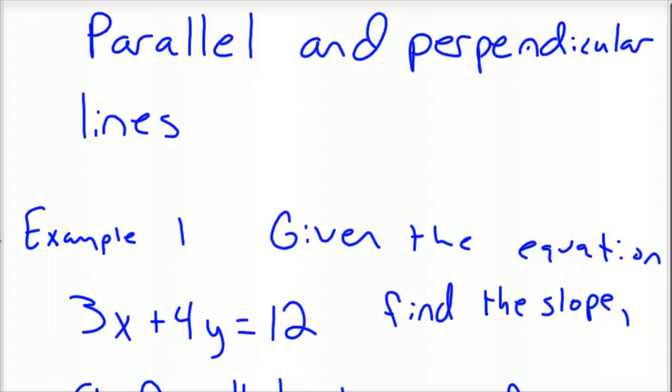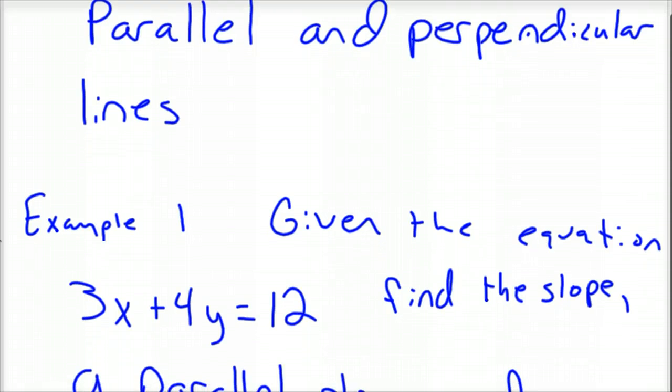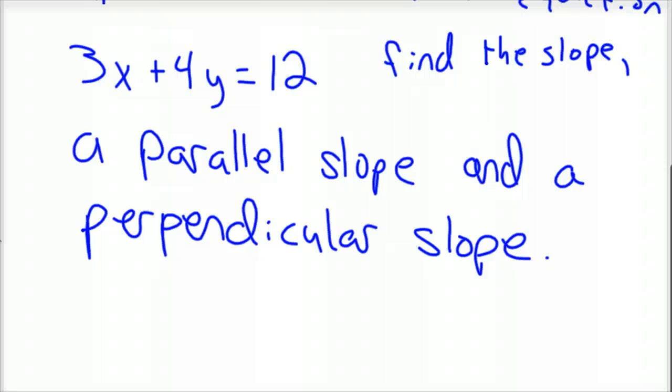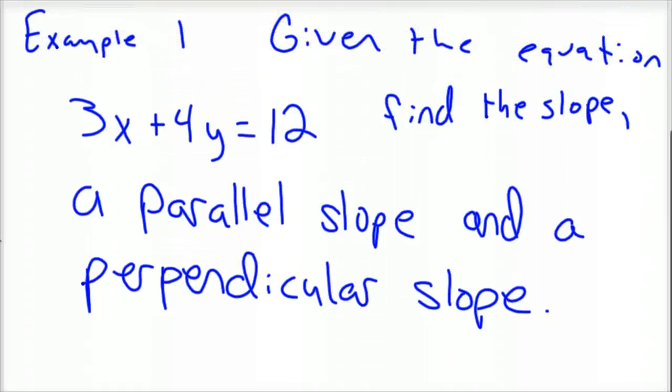Okay, so to solve that equation, here we go. We've got parallel and perpendicular lines. So, example 1: if given the equation 3x plus 4y equals 12, find the slope of that line, a parallel slope, and a perpendicular slope.